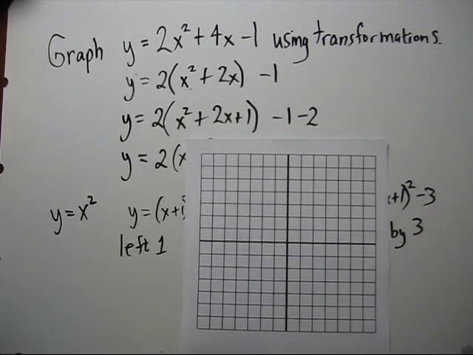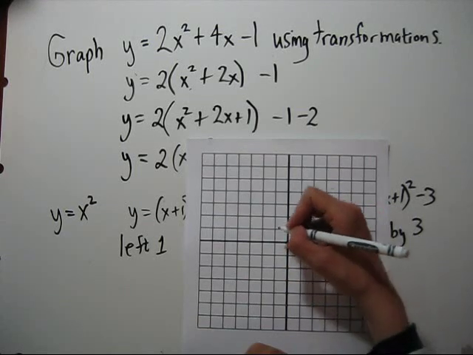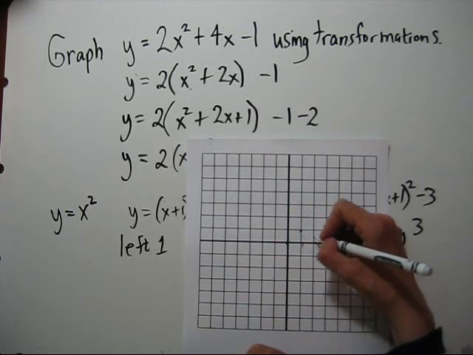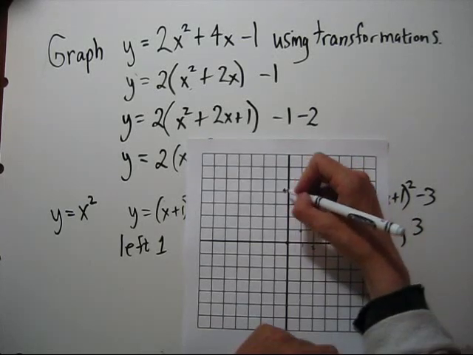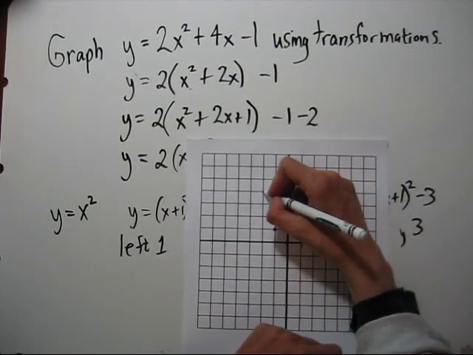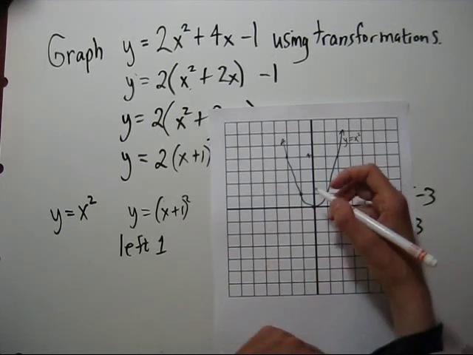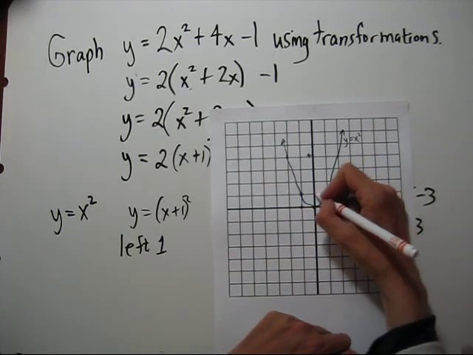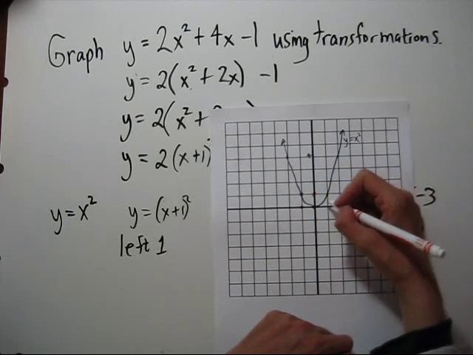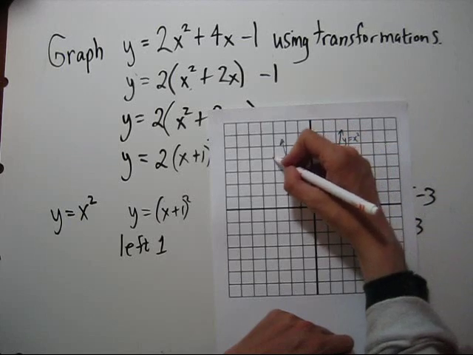Let's start with x squared. Reference points, we have 0, 0, 1, 1, and 2, 4. And this is an even function. Next we go left 1. So 0, 0 goes to negative 1, 0. 1, 1 goes to 0, 1. 2, 4 goes to 1, 4. Our corresponding ones.